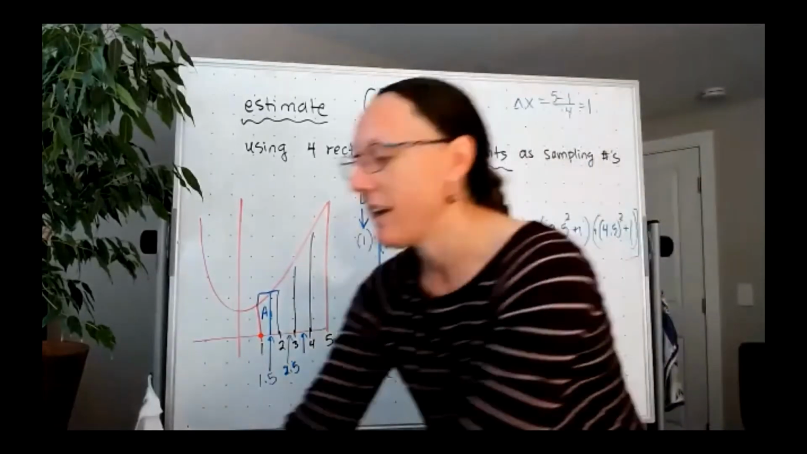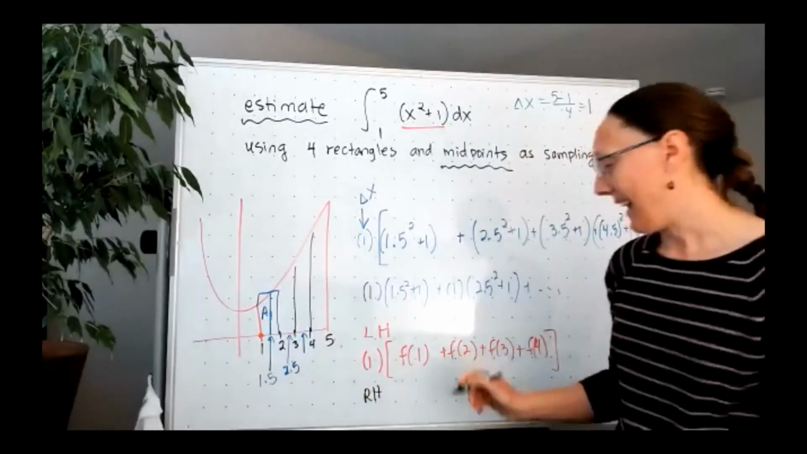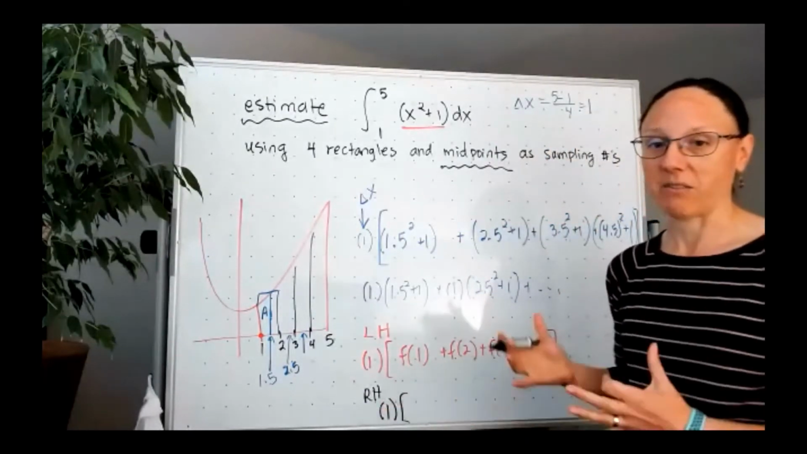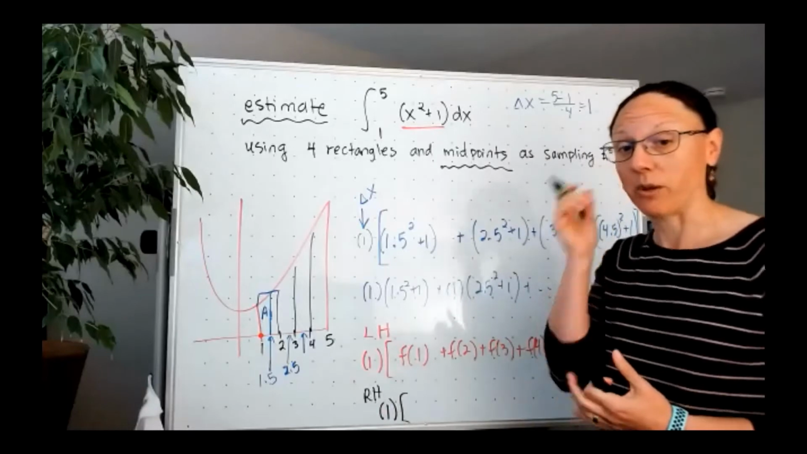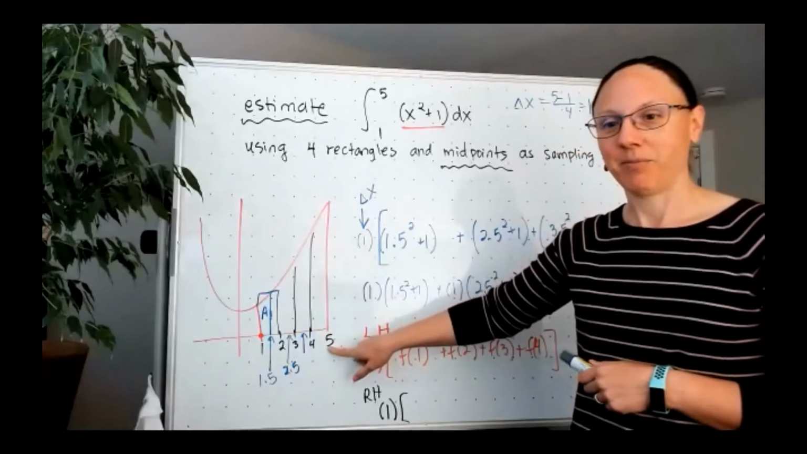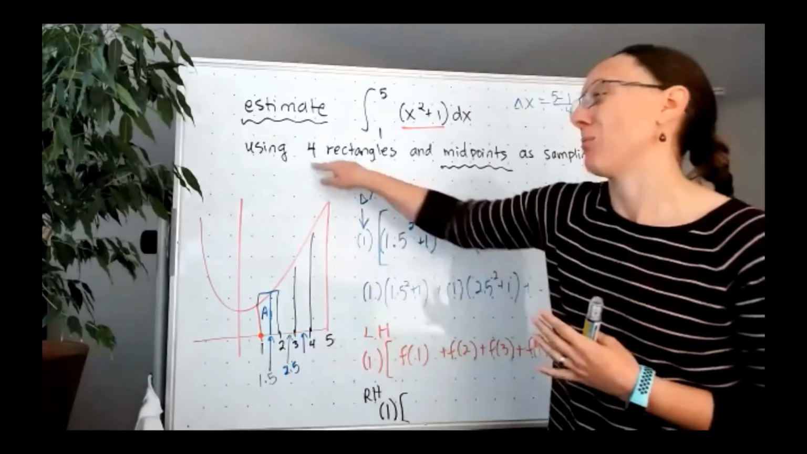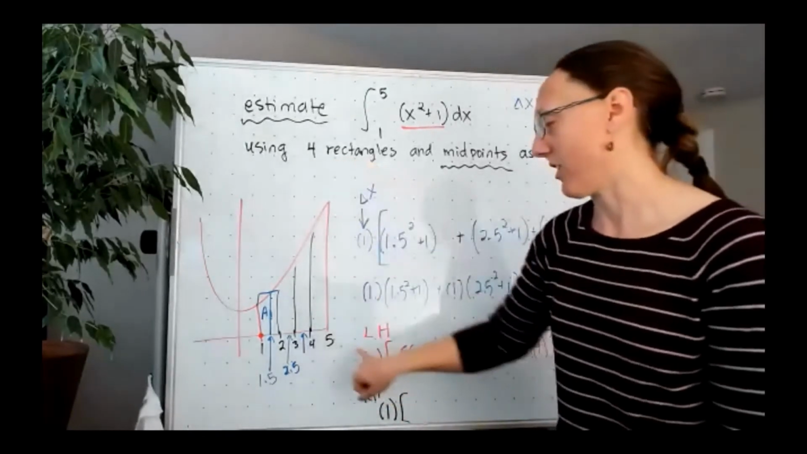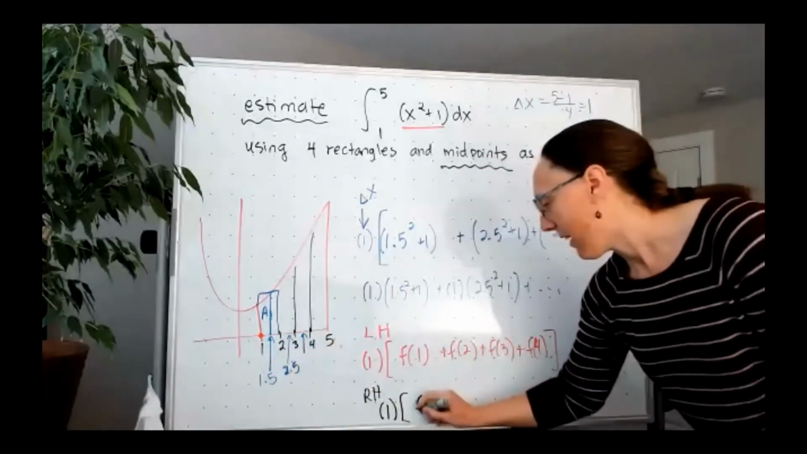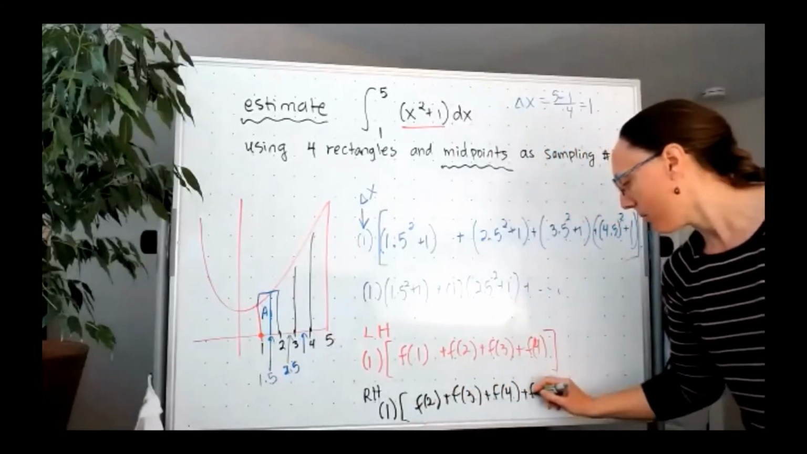If I were doing right hand endpoints, again, I'd have a 1 for my base of each rectangle. And then my height, I always think about it as starting on the right hand side, and I know that I need to use 4 values for x because I'm doing 4 rectangles. So if I started on the right hand side, I'd use 5, 4, 3, and 2. So I'd have f of 2 plus f of 3 plus f of 4 plus f of 5.